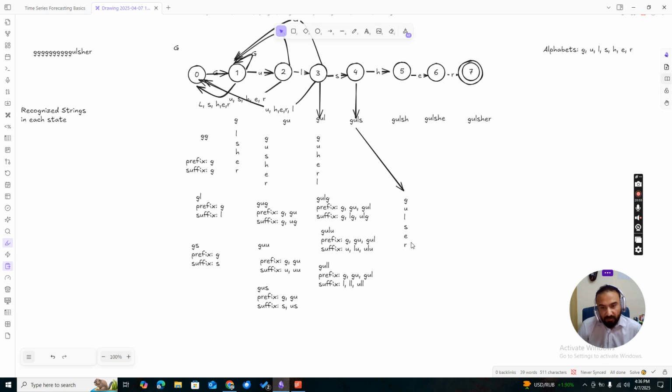Now we need to check for these possibilities. What if these alphabets occur? We need to check whether we roll back to the initial state or to some other state. First we need to check for the G. GULS is already recognized. If H occurs, we will be transiting from the fourth state to the fifth state. But what if instead of H, G occurs? Then what will happen? We need to study this possibility.